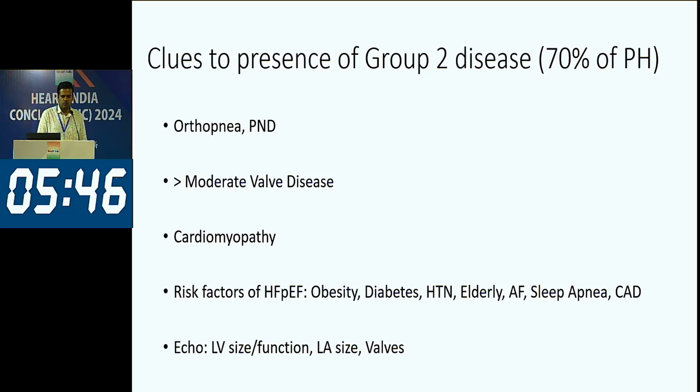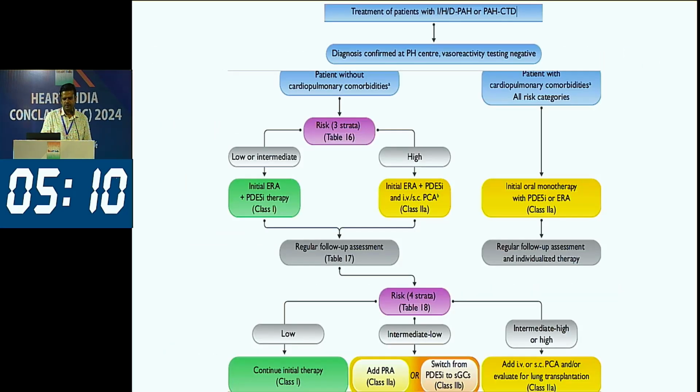So as I told, the most common group is group 2, which is nearly 70% of the pulmonary hypertension. There are some clues how you can suspect the presence of group 2 disease in patients with pulmonary hypertension. Orthopnea and PND will never happen in group 1 PH. Presence of left heart disease, presence of cardiomyopathy, either preserved or reduced ejection fraction. Risk factors for heart failure with preserved ejection fraction like obesity, diabetes, hypertension, elderly, atrial fibrillation, sleep apnea, and CAD. If these factors are present, always suspect a group 2 disease, and in echo look for LA size.